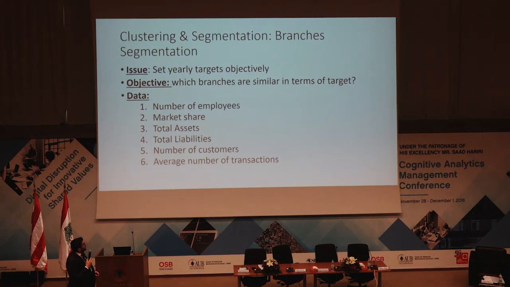Now, on a yearly basis, the bank sets sales targets for branches for the coming years. Usually, business does it judgmentally, without any hint, and some branches achieve more and some branches achieve less. So the idea here is to segment our branches into different groups that have similar behavior in terms of number of employees, market share, assets, liabilities, and so on, and give them a target which is fair to achieve at the end of the year.